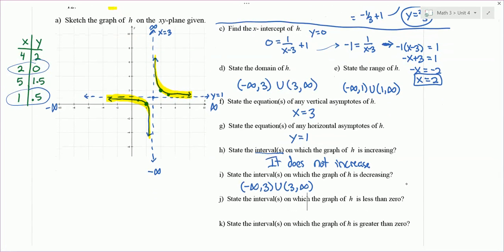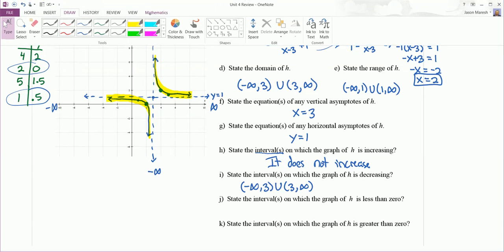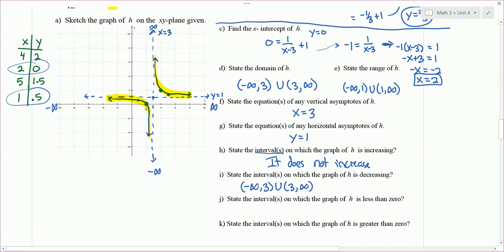State the interval for which our graph is less than 0. Okay, less than 0 means below the x-axis. So we are below the x-axis right here that I'm highlighting green. But when we state it, don't state the height, only state the x value. So the x-axis, just a little part of the x-axis is covered there. Okay, and it's got to be less than, not equal.